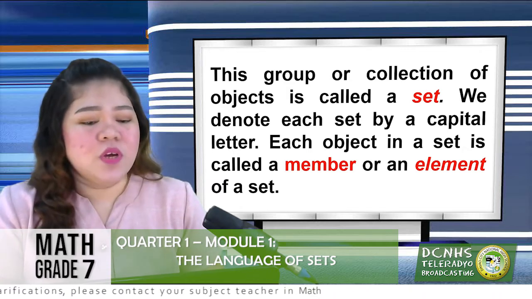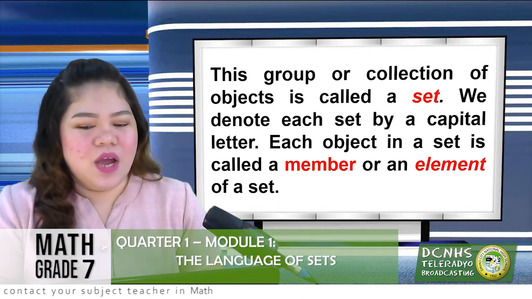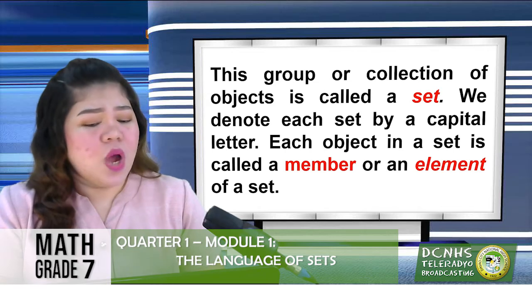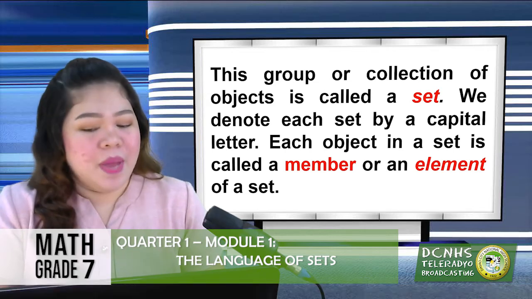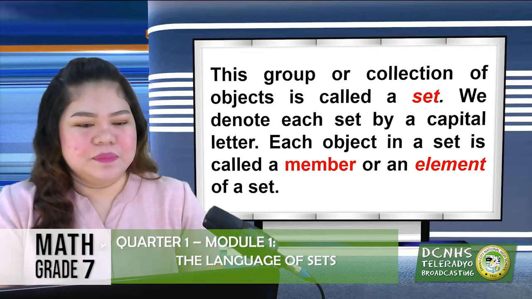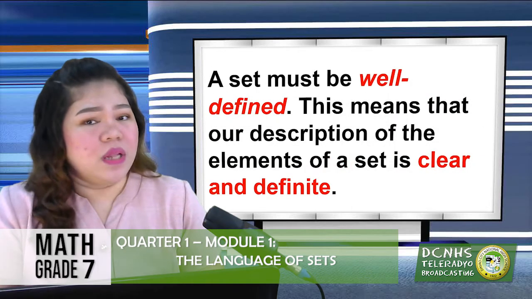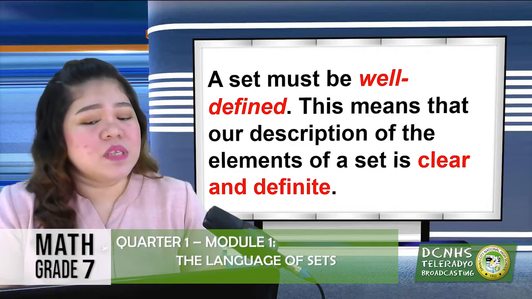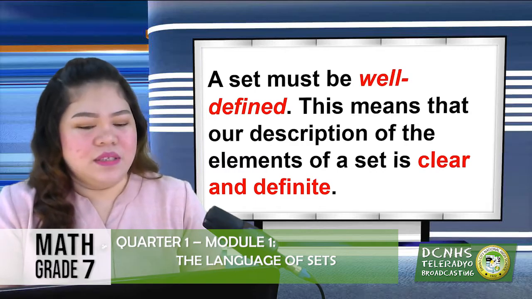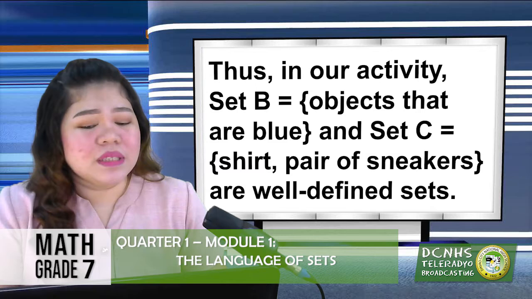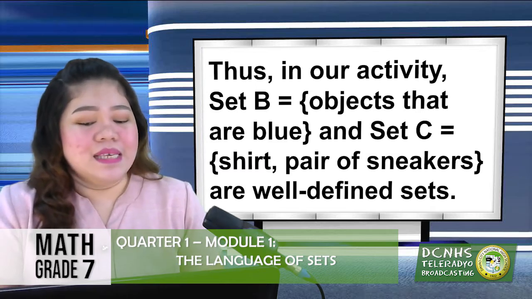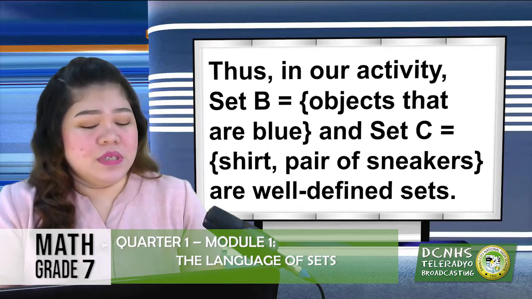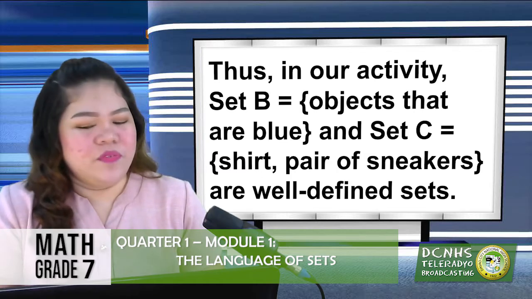This group or collection of objects is called a set. We denote each set by a capital letter. Each object in a set is called a member or an element of a set. A set must be well defined. This means that our description of the elements of a set is clear and definite. Thus, in our activity, set B is a set of objects that are blue, and set C is a set of shirts, pair of sneakers are well-defined sets.